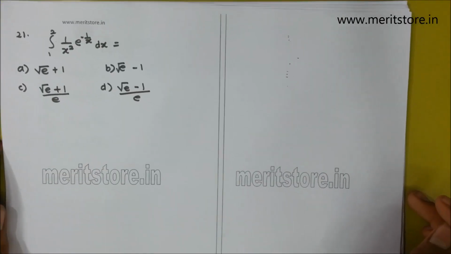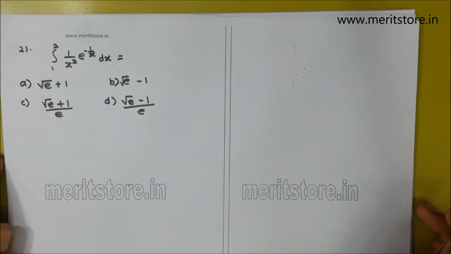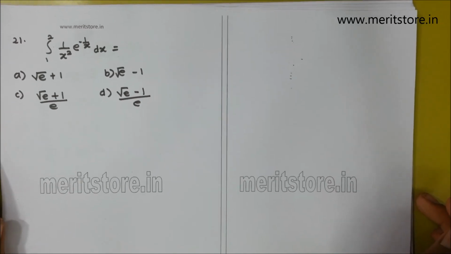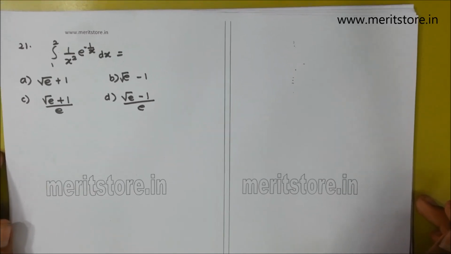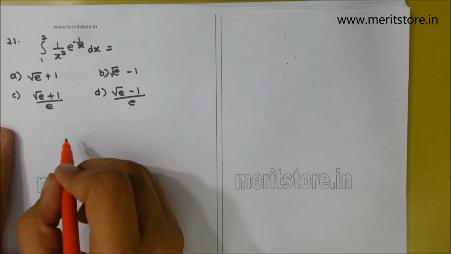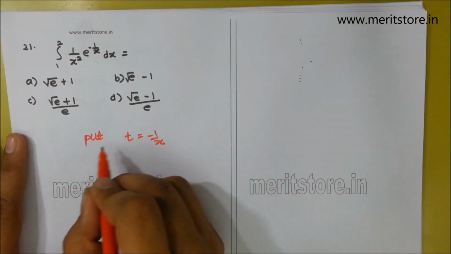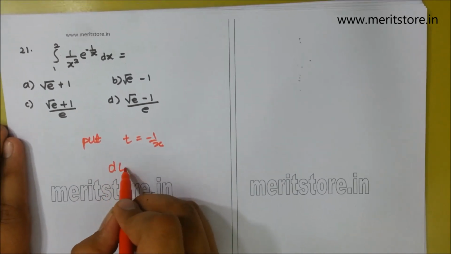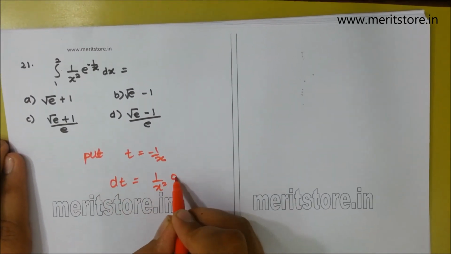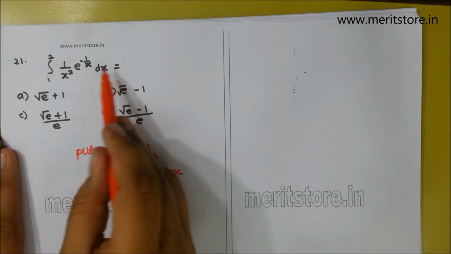Number 21. Integral from 1 to 2 of 1 upon x square e raised to minus 1 by x dx is equal to. Now we can put t is equal to minus 1 by x. After differentiating, what we get is dt is nothing but 1 upon x square dx. And we already have 1 upon x square dx.